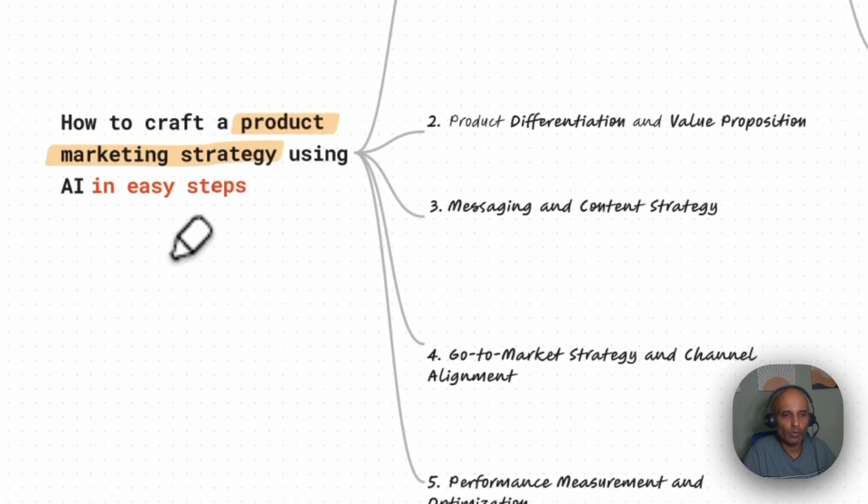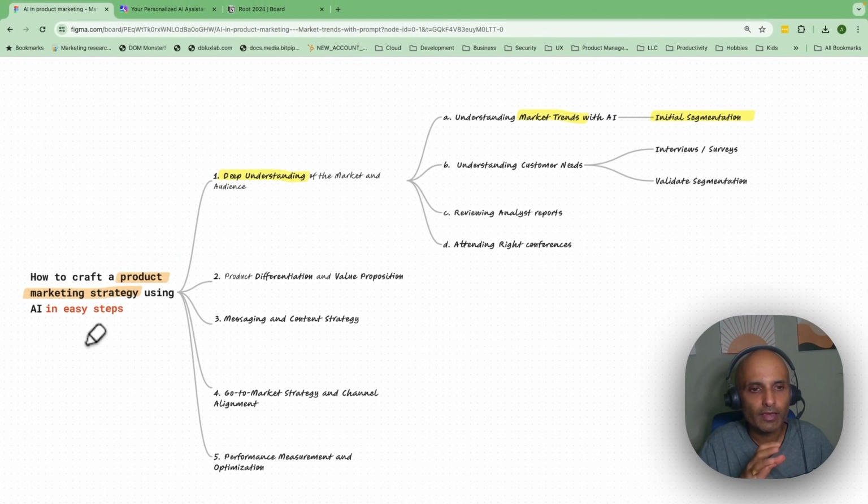Hello there. Today I will be showing you how to craft a product marketing strategy using AI. The process I will walk you through covers the key steps you need to do from a workflow point of view, and then how you use AI tools to speed up your whole process.